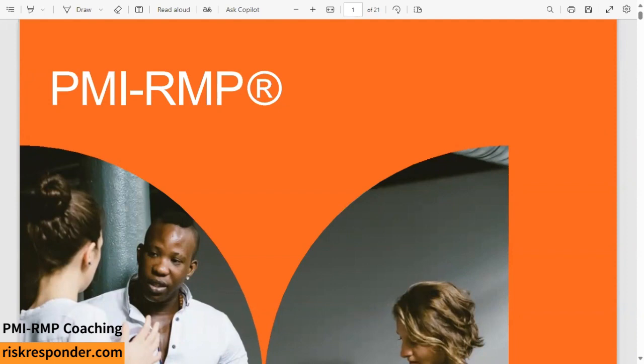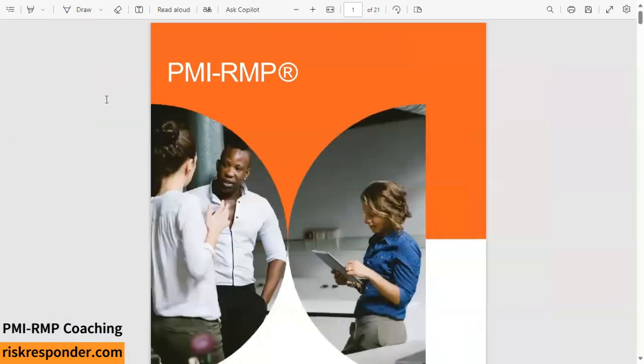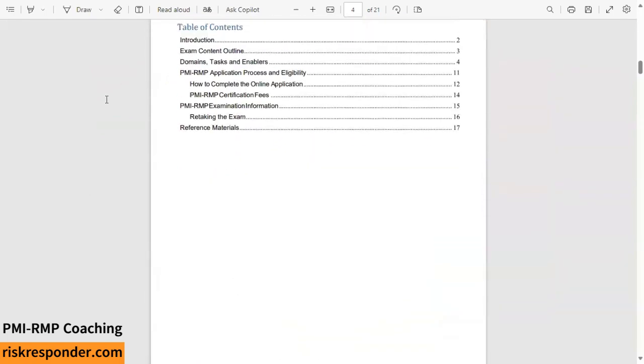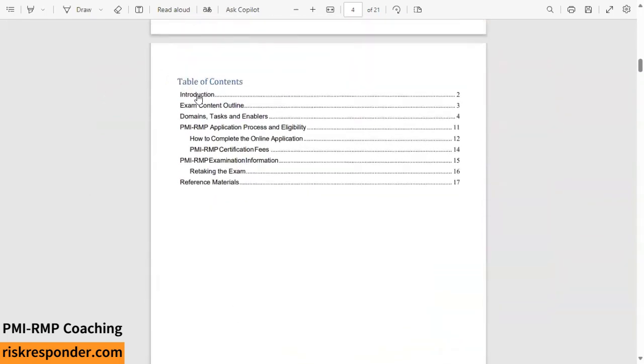PMI-RMP just stands for PMI Risk Management Professional. What exactly do you need to do to become an RMP? Well, first of all, you need to meet the eligibility requirements. So let's take a look at the eligibility, and then we'll take a look at the rest of this document.